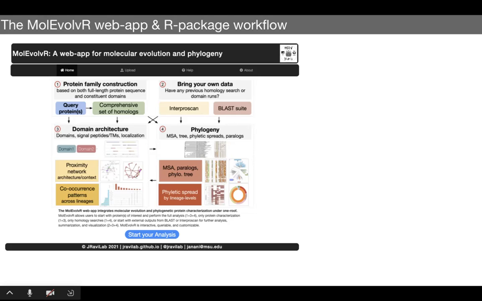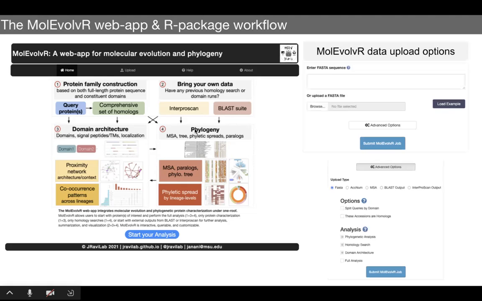If you have done a little bit of your analysis in other tools such as BLAST or InterProScan, you can also bring in those output files for further characterization within our app. So here on the right, I've shown a few data upload options. You can start with FASTA sequences or accession numbers, MSA, or any of the other outputs that I mentioned.